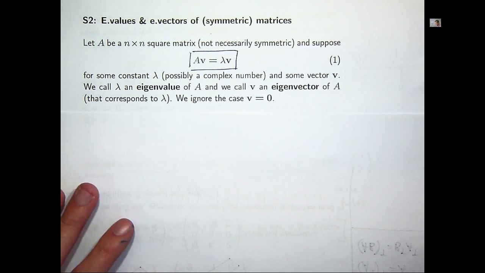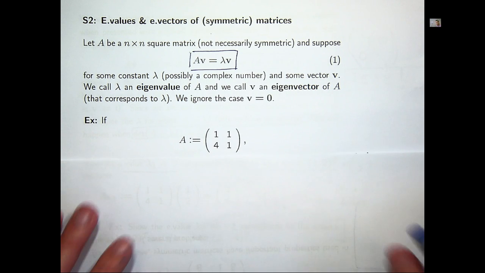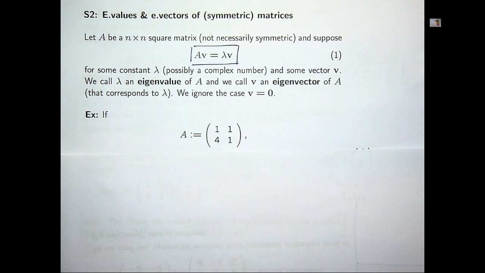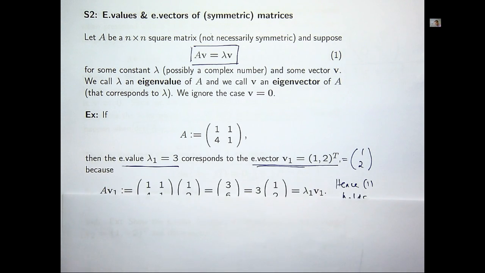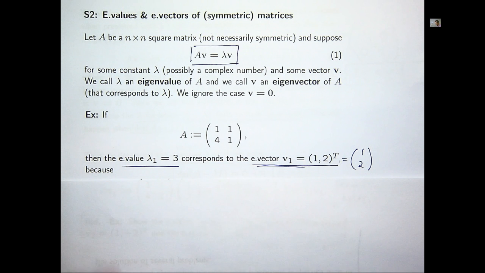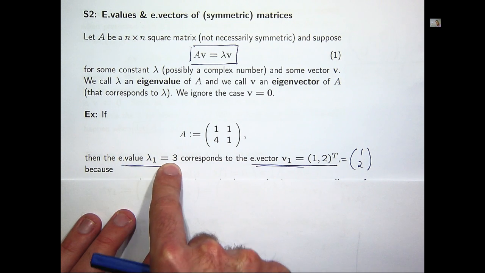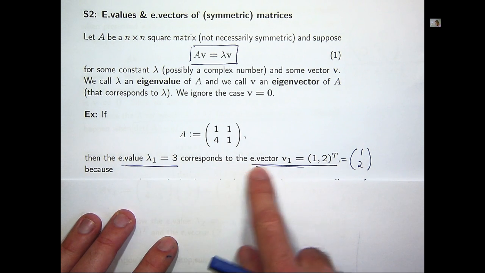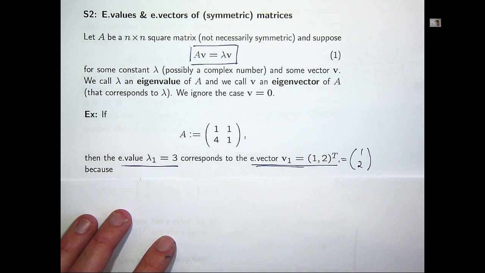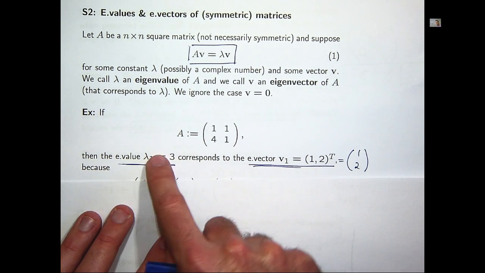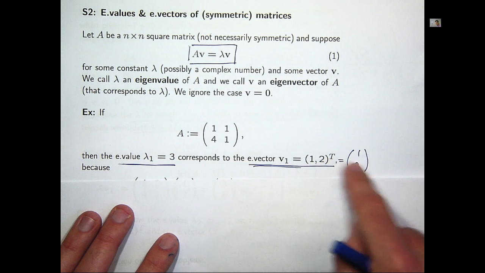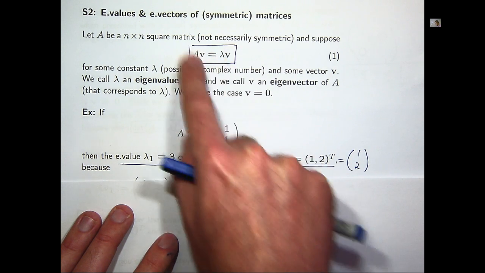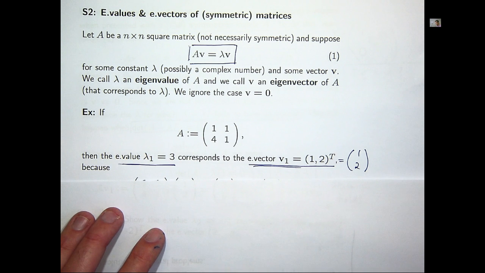So let's have a look at a basic example. Here's a 2 by 2 matrix, which is not symmetric, and we're given the following claim. We claim that the eigenvalue lambda equals 3 corresponds to the eigenvector v equals (1, 2). So what I would like to do is take that 3, take that vector there, and see if this is satisfied for this matrix A.